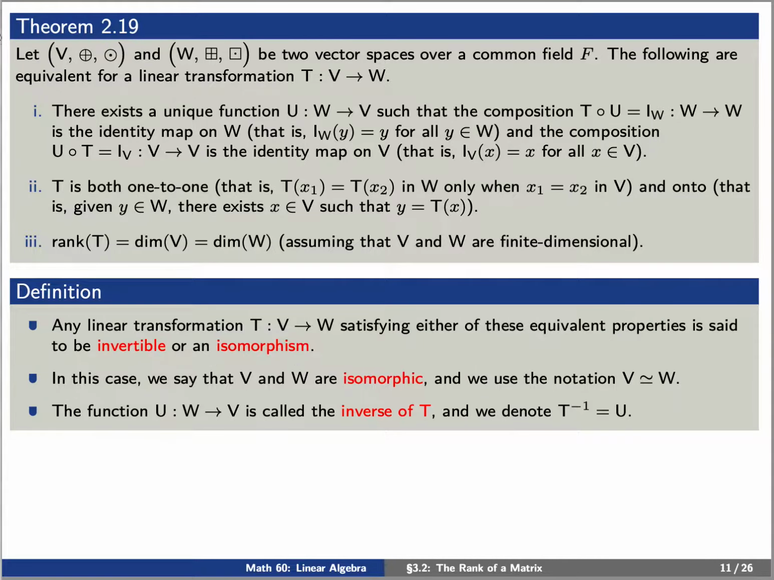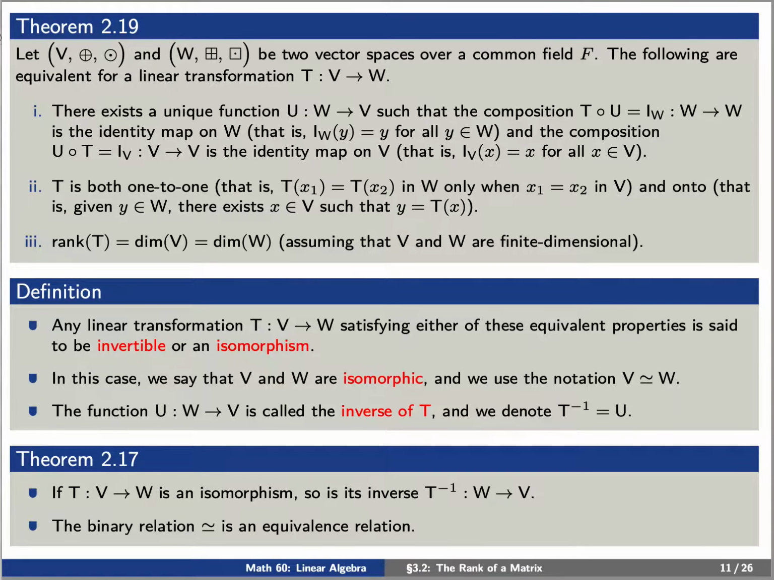Any linear transformation T satisfying either of these properties is said to be invertible or an isomorphism. In this case, we will say that V and W are isomorphic. The function U, as above, is called the inverse of T, and we'll denote this by T to the minus 1. If T is an isomorphism, then so is T inverse. And in fact, the statement V is isomorphic to W really defines an equivalence relation on vector spaces.